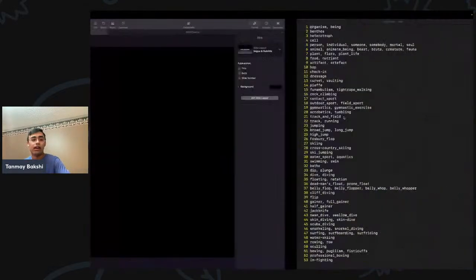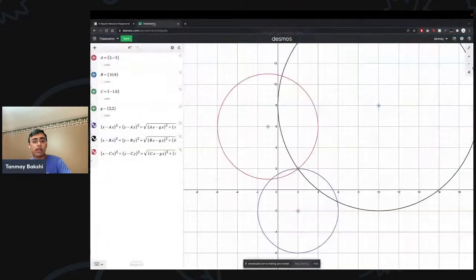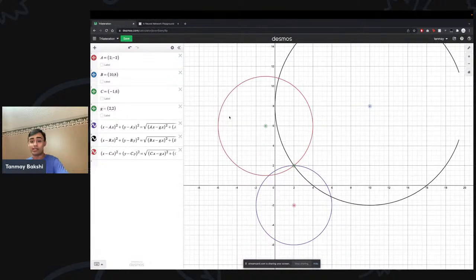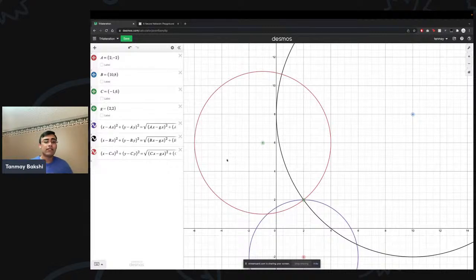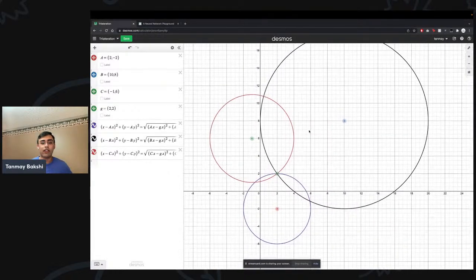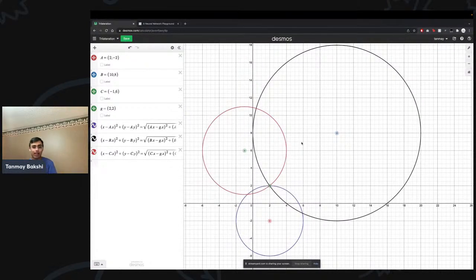Let's take a look. So I'm going to go ahead and show you a quick demo of a couple different use cases here. I want to start off with an example that I like to call the trilateration example, right? So Desmos is a website I'm certain you're familiar with. And effectively what I've got over here is a fun little interactive graph that I've put together. And it demonstrates the use case of trilateration.